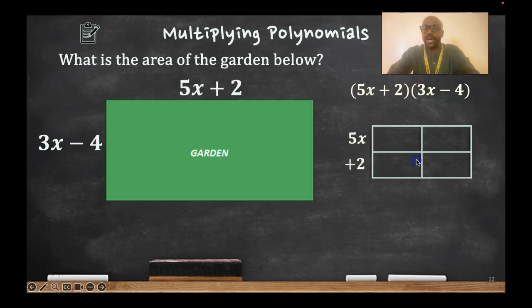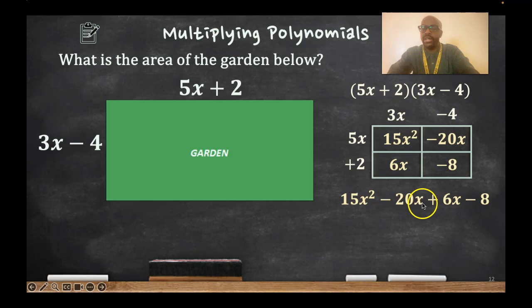So we'll go ahead and create our box. And then from here, we'll do what we've been doing. So we'll get 15x squared here, negative 20x here, 6x down here, and then we will get a negative 8 here. Now we can go ahead and rewrite it, and we have like terms, so we need to combine those. Negative 20x plus 6x. Negative 20 plus 6 is negative 14, so that should be a negative 14x as that middle term here.